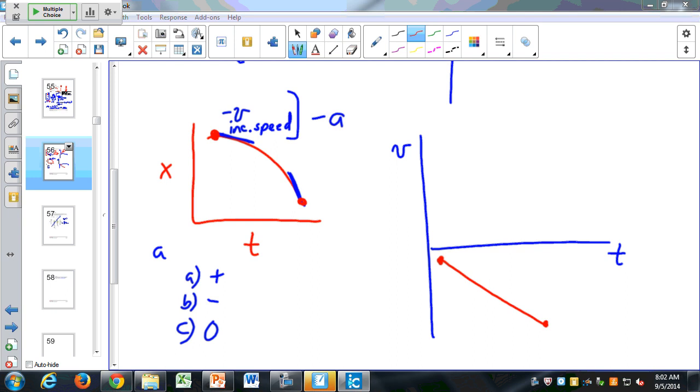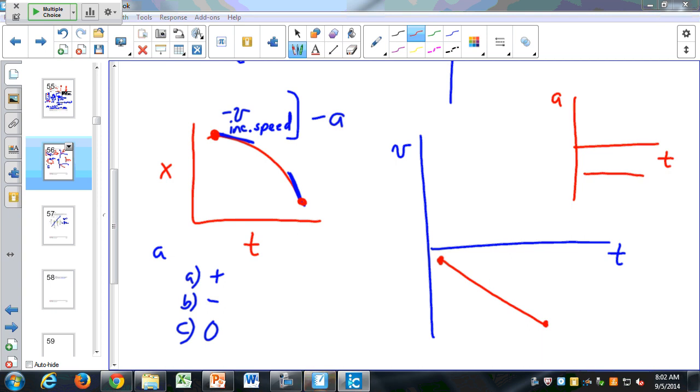What would the acceleration versus time graph look like? If I plot acceleration versus time, what would it look like for this? Okay, it does have a constant acceleration because the slope of the v versus t graph is not changing. Would it be in the first or the fourth quadrant? Fourth. So is that line going to go up, down, or straight? Straight. Very good. So the acceleration will look like this.